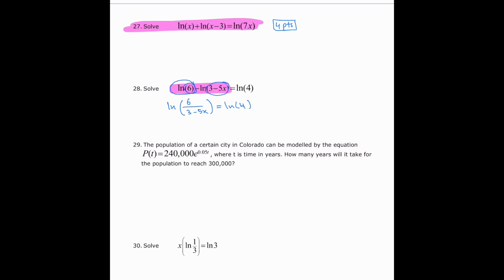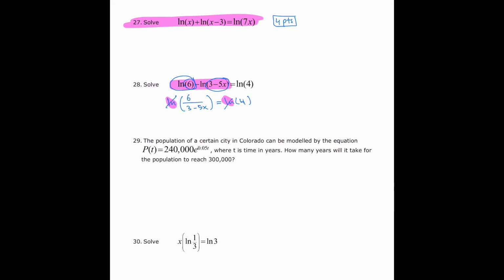Now we have one logarithm on each side, so we can cancel these, or we can say the arguments are the same. So we can say 6 over 3 minus 5x is equal to 4. To eliminate the denominator, I will multiply both sides by the denominator. Don't forget to put it between parentheses since it's a combination of terms. Now these will cancel. We have 6 equals 4 times 3 is 12 minus 4 times 5x is 20x.